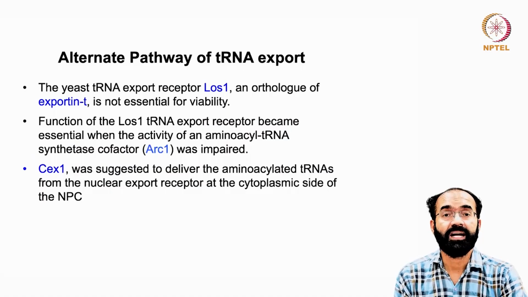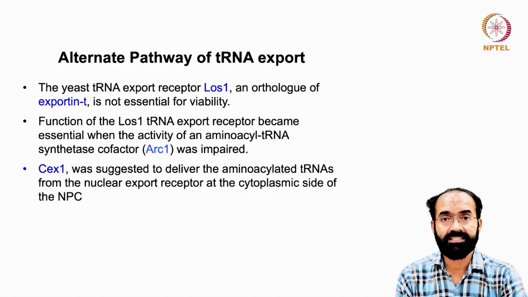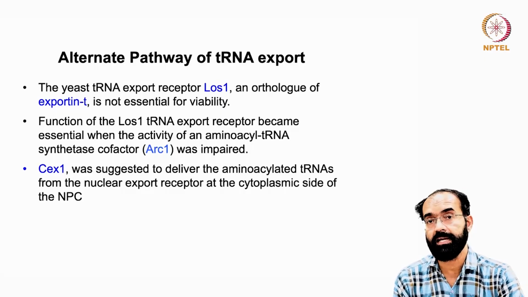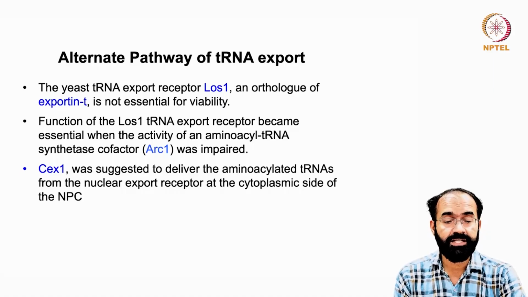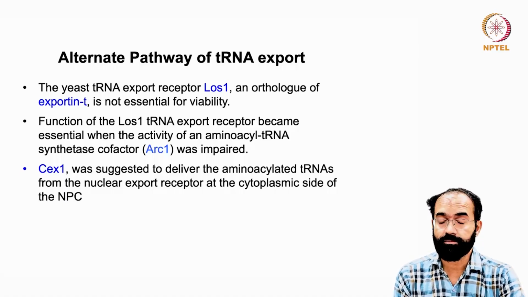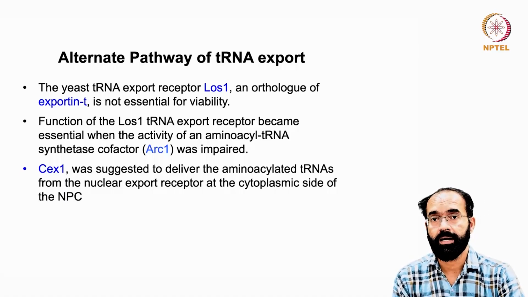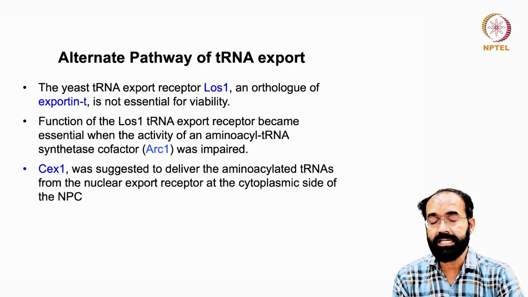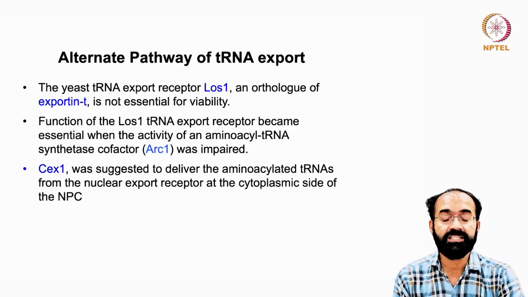An alternate pathway of tRNA export. Let us see, is this the only way? What you saw in the RAN-GTPase exportin T mediated pathway, is there any other method? In yeast, the tRNA export receptor LOS1 is an ortholog of exportin T. Exportin T is not there in the yeast, whereas you have another protein called LOS1. But interestingly, it is not essential for viability.